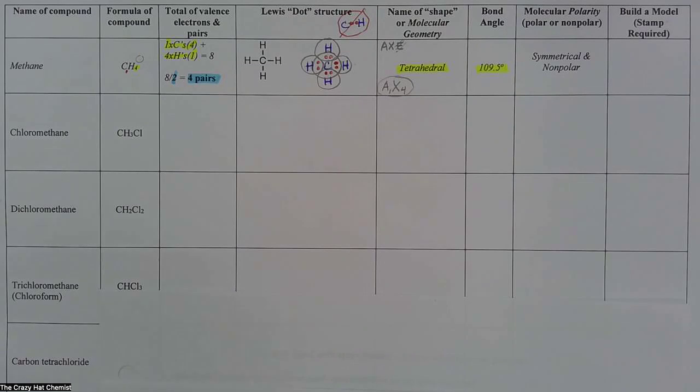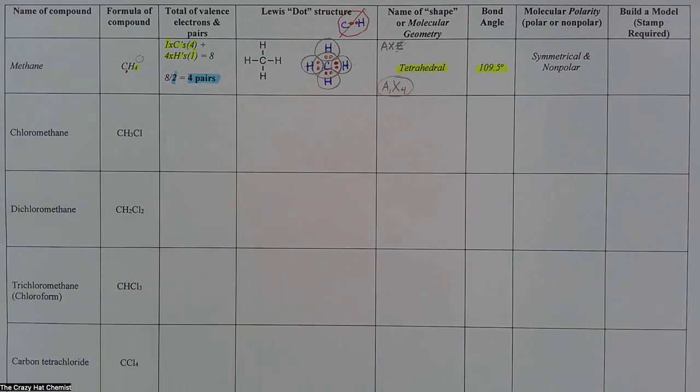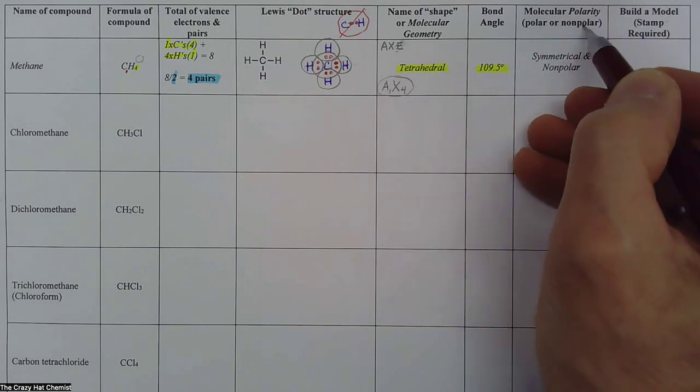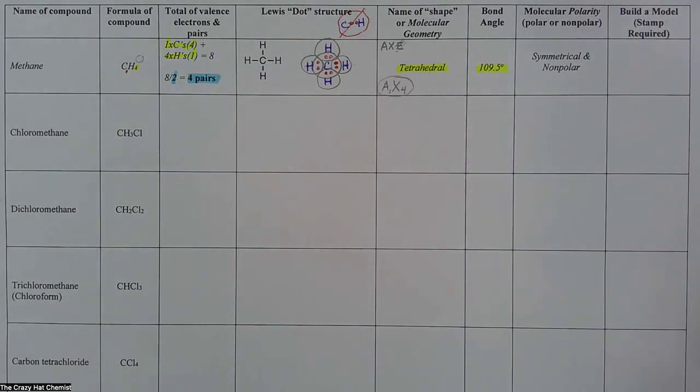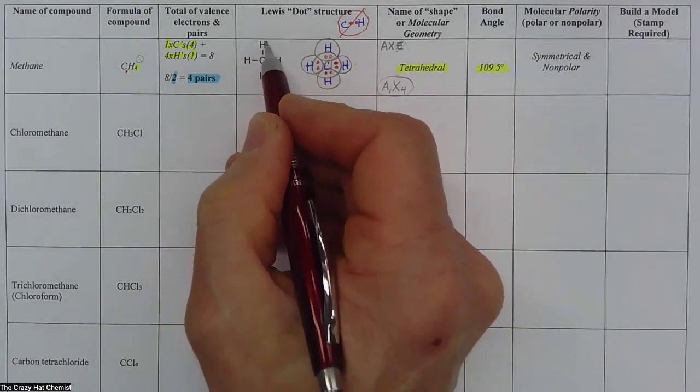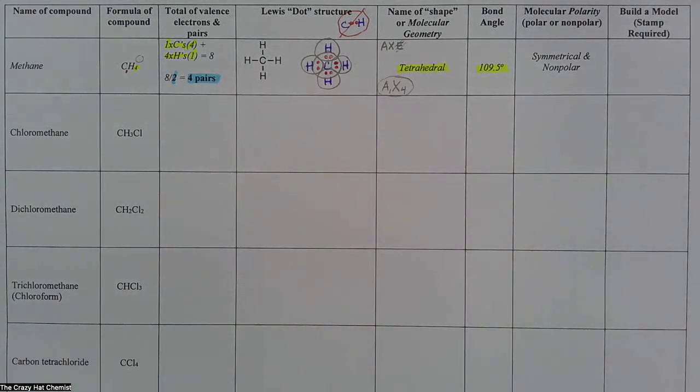Perfect. Now we're going to go to the next one here, and the next one is the molecular polarity. It's either going to be polar or non-polar. So how do I get that? Well, we're going to ask the question here of how do we build this molecule?